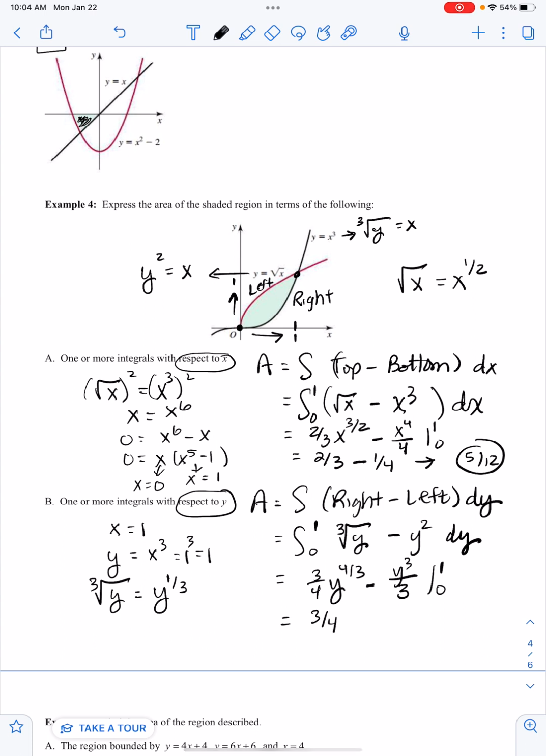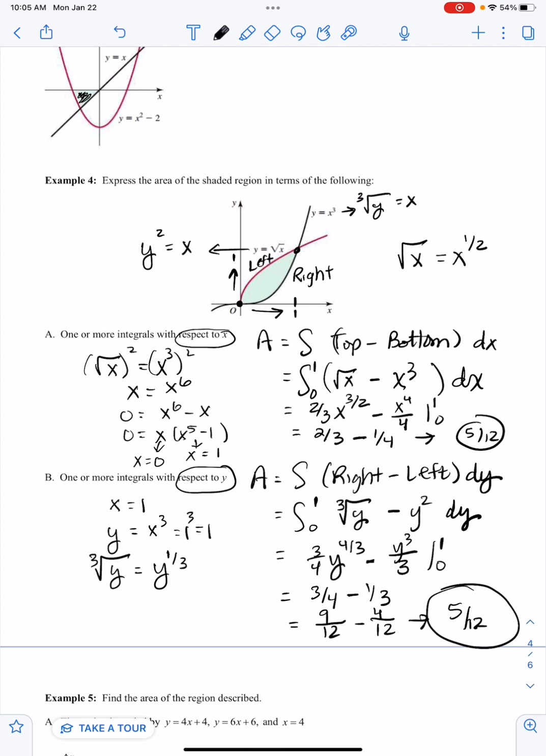So really you just have 3/4 minus 1/3. And then once again, when we find the common denominator, here I'll go ahead and do it. Okay, so it'll be 9/12 minus 4/12, and we are not surprised that we get 5/12 again. So it's nice to be able to do this in both ways because you can check that things are being set up appropriately.